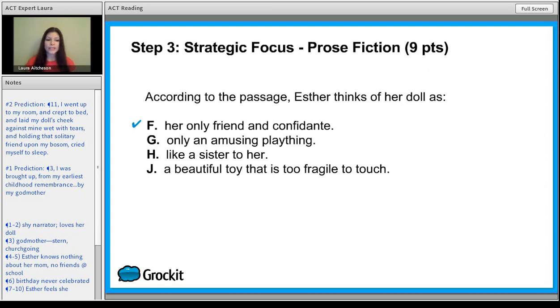Now, answer choice H is what we call a distortion. It could be true, like a sister to her, but we don't want to go too far beyond the scope of the passage. The author's trying to convey the fact that Esther feels very alone. So having it be her only friend and confidant is a much better conveyance of what the author's trying to tell us, rather than could be like a sister to her. But really, we want to know the loneliness and that it's reflected in the correct answer.